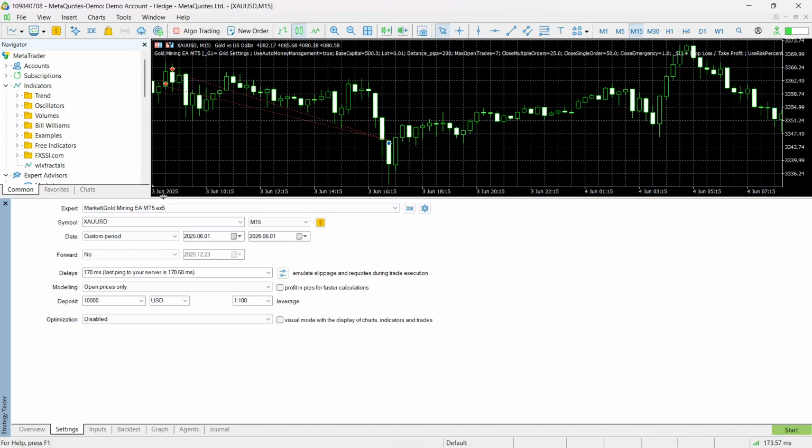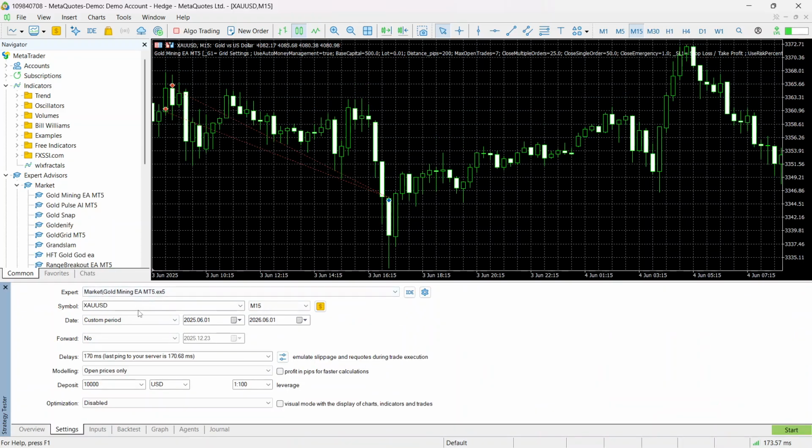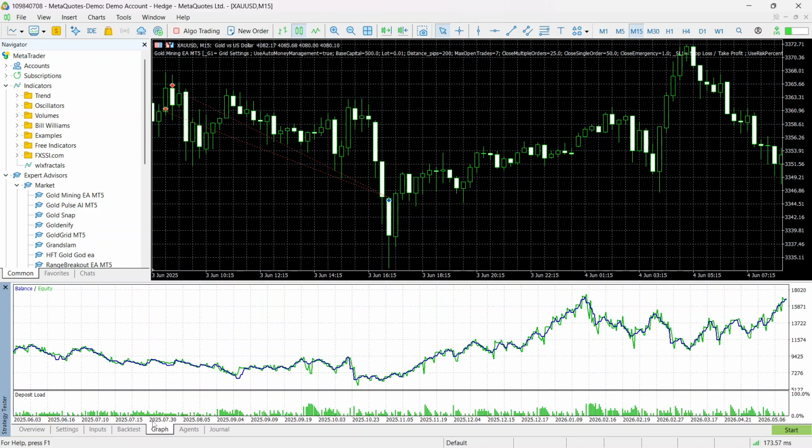Starting from its settings. Now you can see the symbol Gold USD on the M15 time frame over the period of 1 year with a leverage of 1:100. Looking at my equity graph, it starts relatively stable but has some noticeable dips where equity drops below balance, which is typical of grid averaging, and then it climbs back up overall.